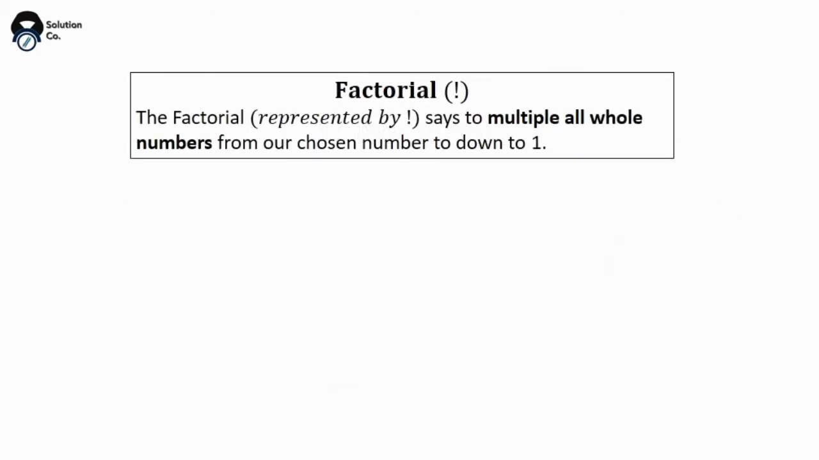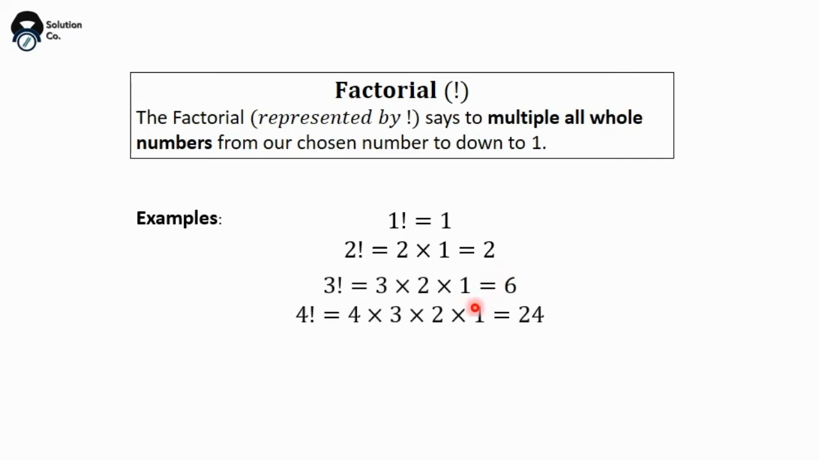Now first of all, we define what is factorial. Factorial, represented by the exclamation sign, says to multiply all whole numbers from a chosen number down to 1. For example, 1 factorial is 1, 2 factorial is 2 multiply 1, which is equal to 2. Similarly, 3 factorial is 3 multiply 2 multiply 1, which is equal to 6, and 4 factorial is 4 multiply 3 multiply 2 multiply 1, which the product is 24. We have multiplied all the numbers from our chosen number, that is 4, down to 1.